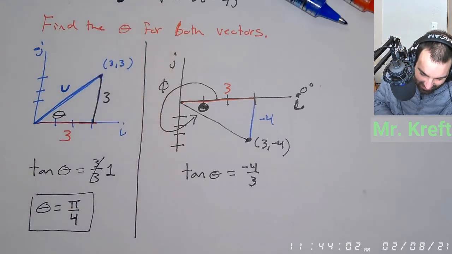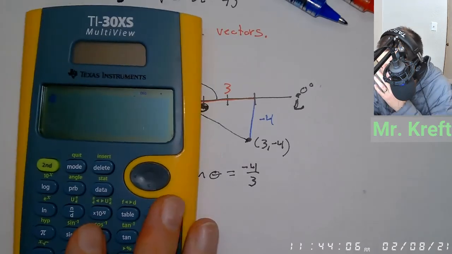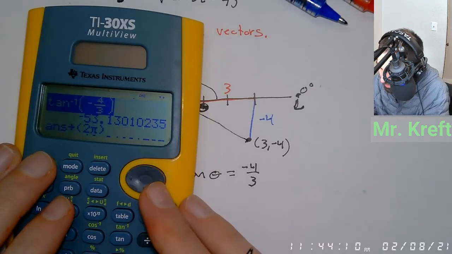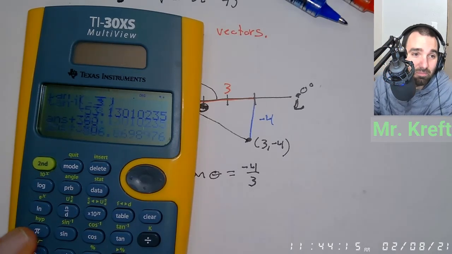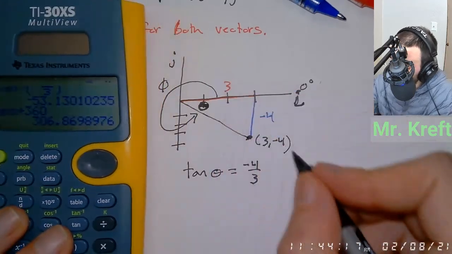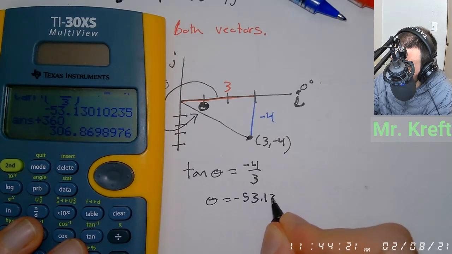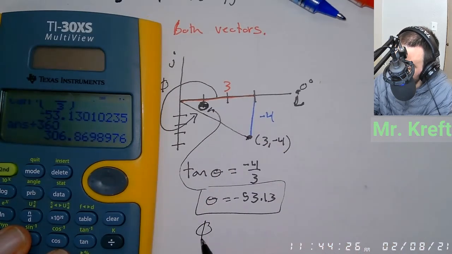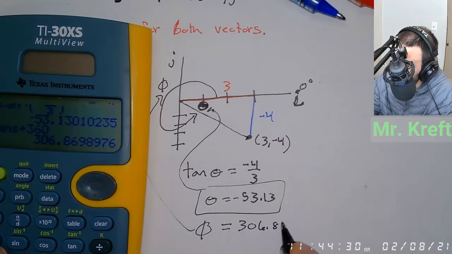I'm in degrees. Okay, so if I'm in degrees and I get that, then I would add 360. So we get theta equals -53.13 degrees. That's this angle right here. But then phi, the outside angle, that would be 306.87 degrees.